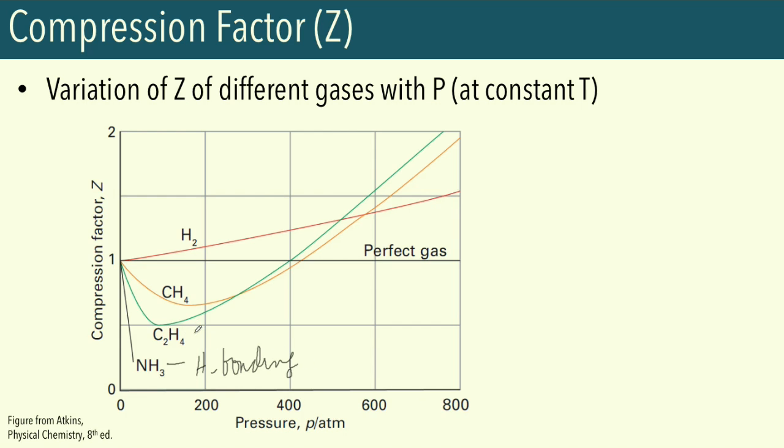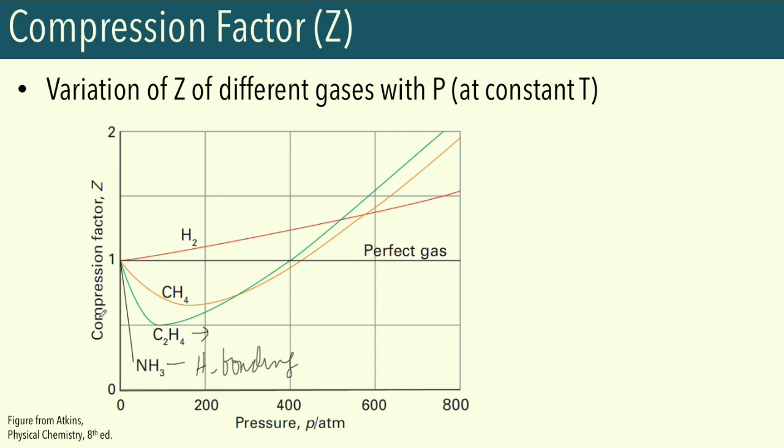So what about this? This is ethylene, so we could have some van der Waals forces. We also have van der Waals forces for our methane and for our hydrogen gas. But we know that van der Waals interactions or London dispersion forces tend to be stronger for larger molecules. So this also has a stronger intermolecular force of attraction compared to hydrogen gas. So we could compare the different intermolecular forces of attraction based on the shape of their Z curves.